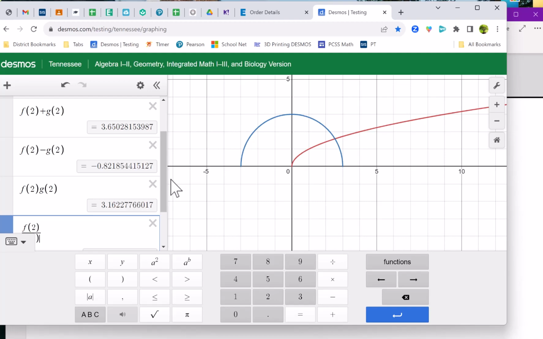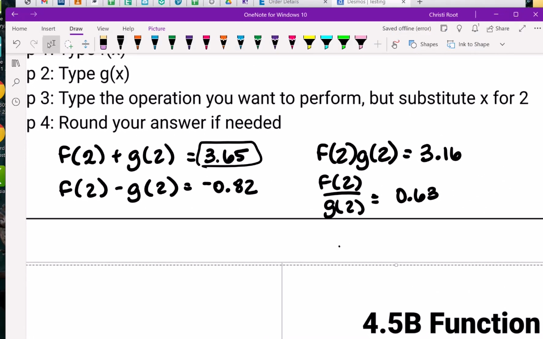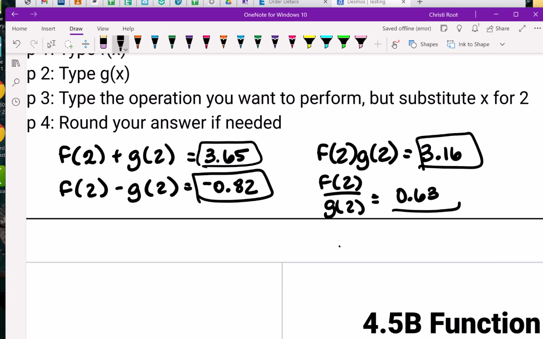Okay, I'm going to pause it. We're going to write down the answers on our notes. Okay, so here's the answers that you get after you type it into Desmos. Make sure that you're rounding to 2 places. And make sure that you're substituting 2 instead of putting f of x and g of x, because it'll only just show you the graph.